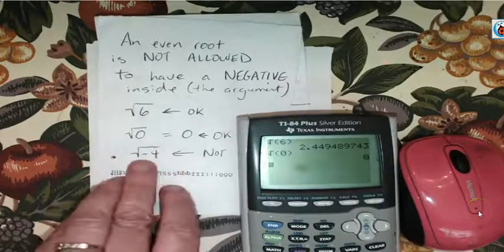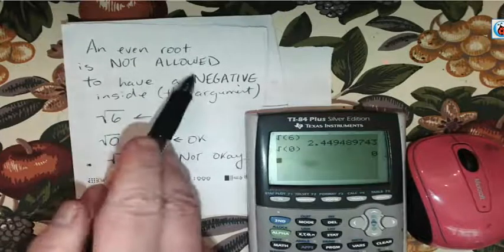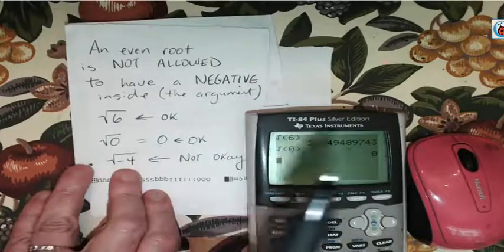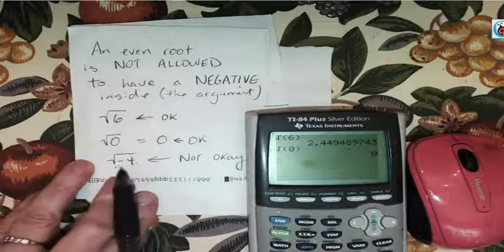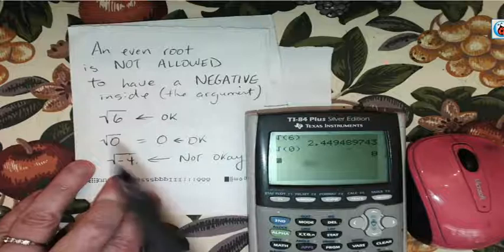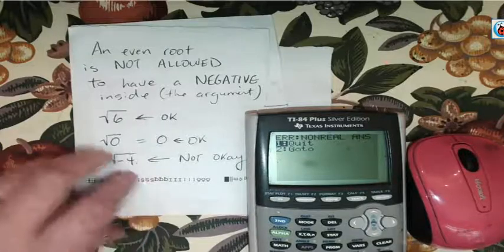But if I try and take the square root of negative 4, well, an even root, a square root, a fourth root, etc., is not allowed to have the argument being negative. And the argument here is negative 4. And if I try and do that in my calculator, I get an error.